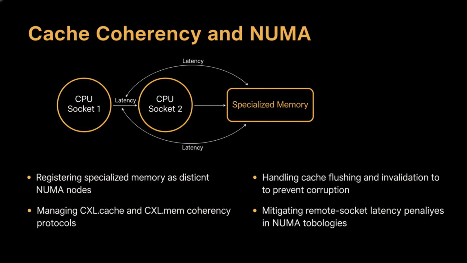decisions about process placement. We also deal with hardware-managed coherency protocols like CXL.cache and CXL.mem. Ensuring that our driver correctly handles cache flushing and invalidation is paramount to preventing data corruption in high concurrency environments. This slide explores the interaction between hardware snooping and software-managed coherency.